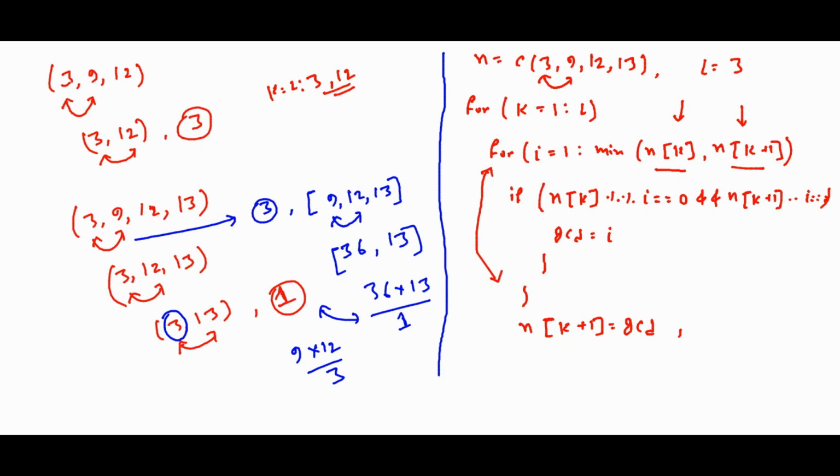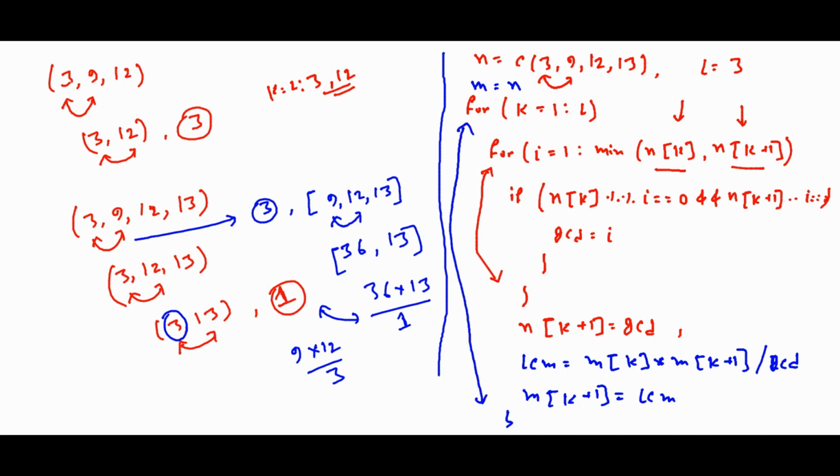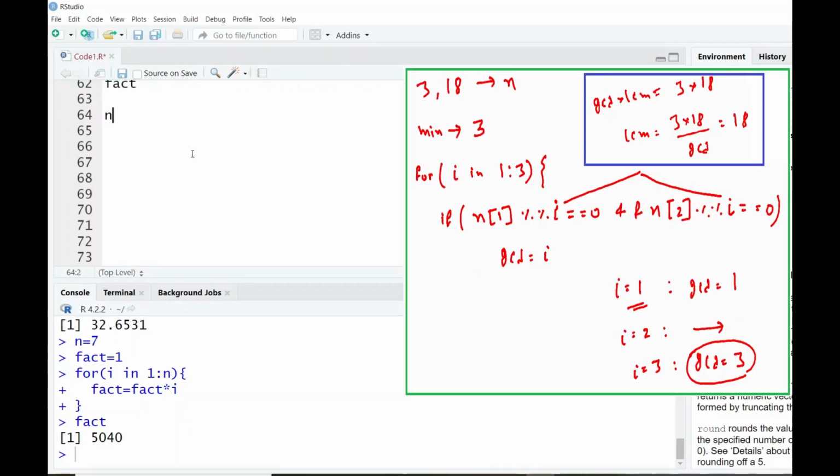And for the LCM, take m equal to n. That means we are taking another vector m, and we will just update here LCM equal to the similar idea, mk into mk+1 by GCD, and we will just update mk+1 equal to LCM. After completion of this for loop, we will have our GCD and LCM. Now let's put this into our programming.